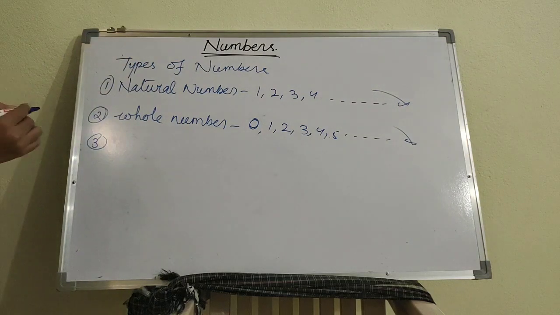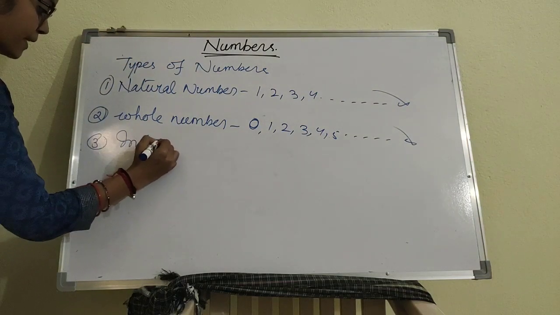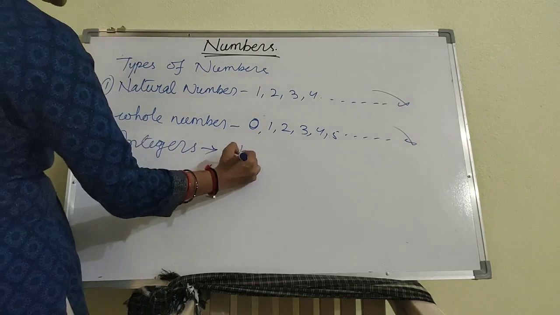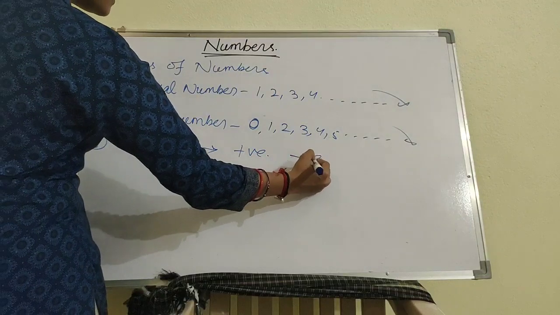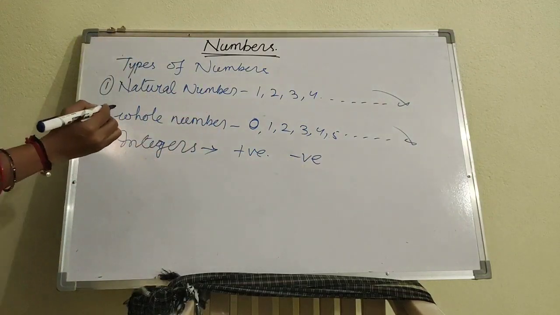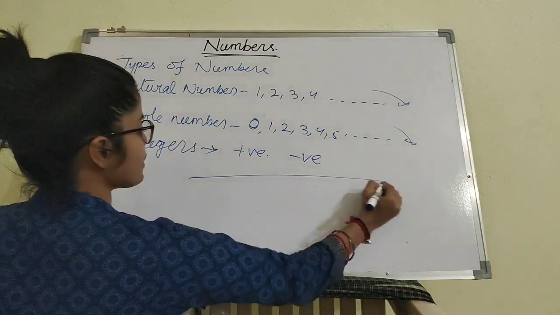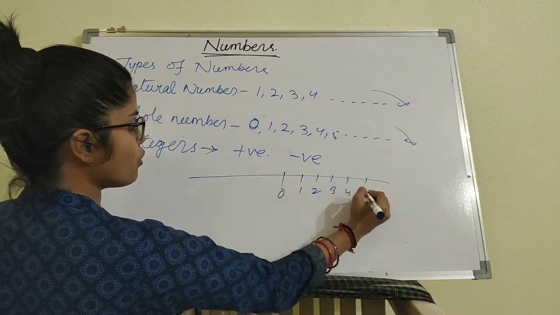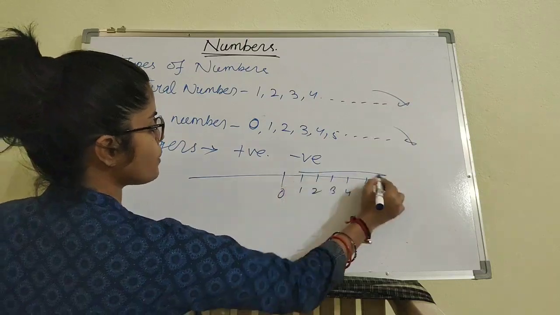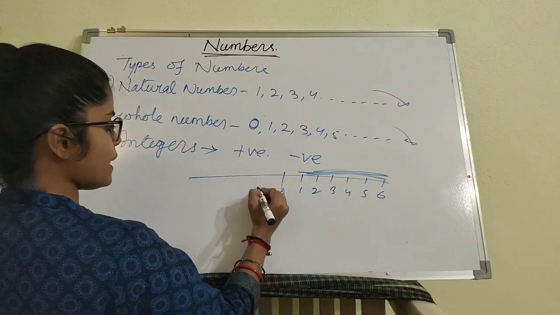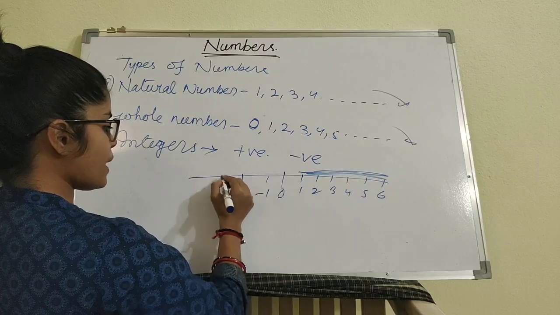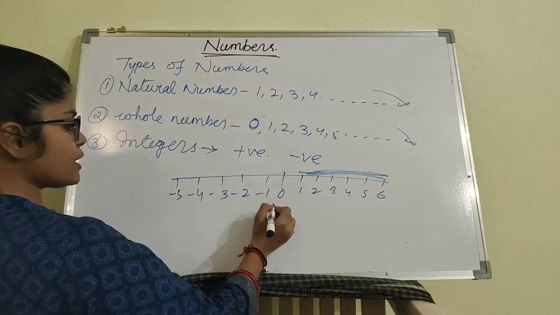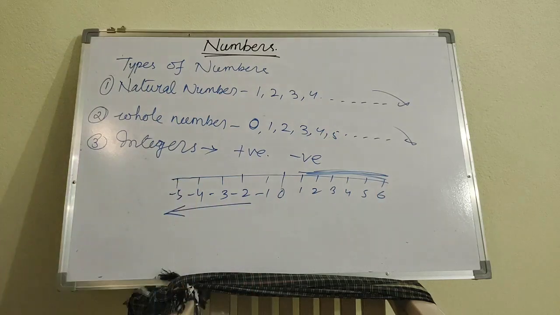Next, let me explain integers. Integers are of two types: positive integers and negative integers. Positive integers means 0, 1, 2, 3, 4, 5, 6. These are all positive integers, and minus 1, minus 2, minus 3, minus 4, minus 5 are all negative integers.